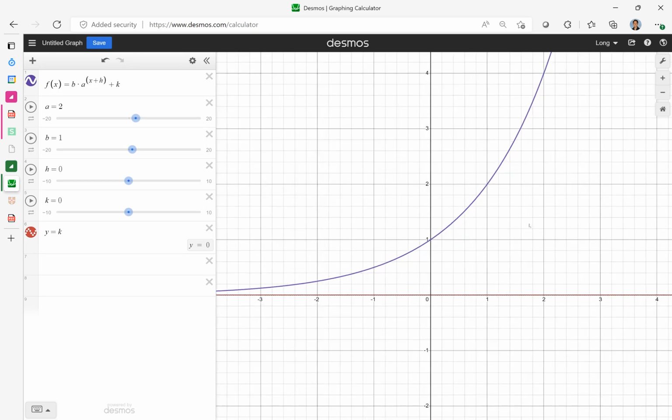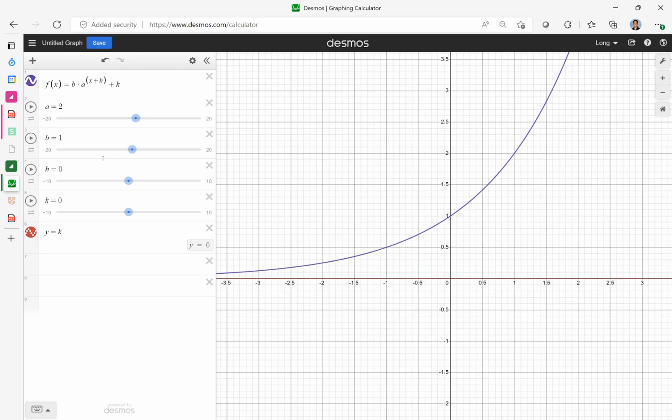This is what I want you to see. So here we go. I'm going to move H. So watch. I'm going to move to 2. If I change it to 2, see it's moving to the left. So when the value is positive, it moves to the left. When it's negative, you find that it ends up moving to the right. So I'm just moving it left and right.